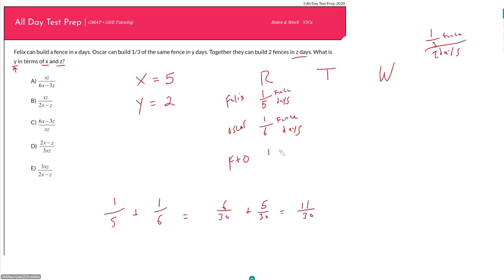So if I want to find Z, their combined rate is 11 fences every 30 days, which is a perfectly normal way to express a rate. If I want to find Z, I just need to find how long would it take them to do 2 fences. That will be my Z. So Z should be equal to 2 over 11/30, which is the same as 2 times 30 over 11, which is just 60 over 11.